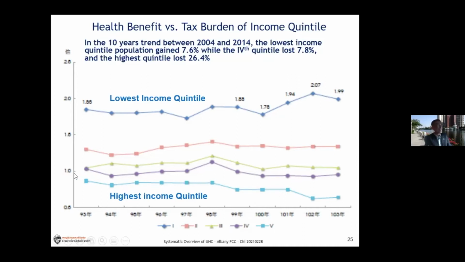So when the ratio is below 1, it means you contribute more money than the benefit you receive. So the result is that the highest 40%, the highest 20 and the next 20, are subsidizing the other 3 groups. So that's the equitable financial burden built into the system.